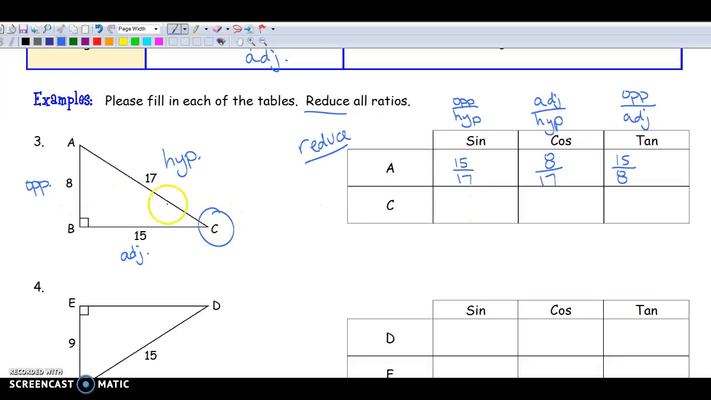Now we'll do the sine of this angle. So the sine of angle C is opposite, 8 over 17. Cosine is adjacent over hypotenuse, 15 over 17. And then tangent is opposite over adjacent, 8 over 15. And then you're done. That's your answer.